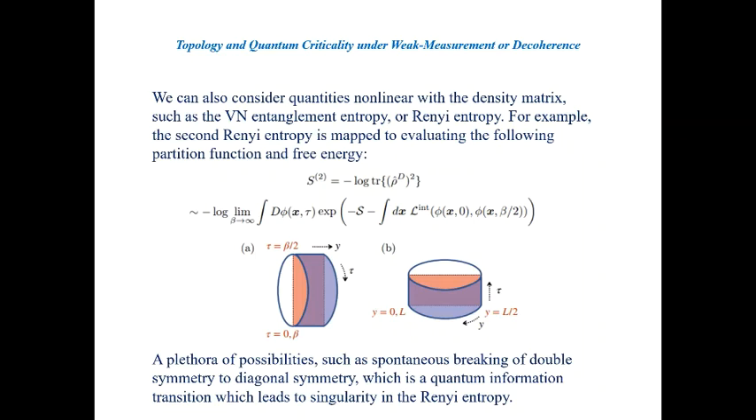For example, if I assume the quantum channel preserves all the symmetry, then the density matrix will have a double symmetry, as I mentioned before. However, depending on the strength of the decoherence, there could be a scenario where there's spontaneous symmetry breaking from the double symmetry to the diagonal symmetry. There could be a phase transition like that, which leads to some singularity in the second Renyi entropy. Suppose I make a plot of the second Renyi entropy versus the strength of decoherence, I can see the singularity.